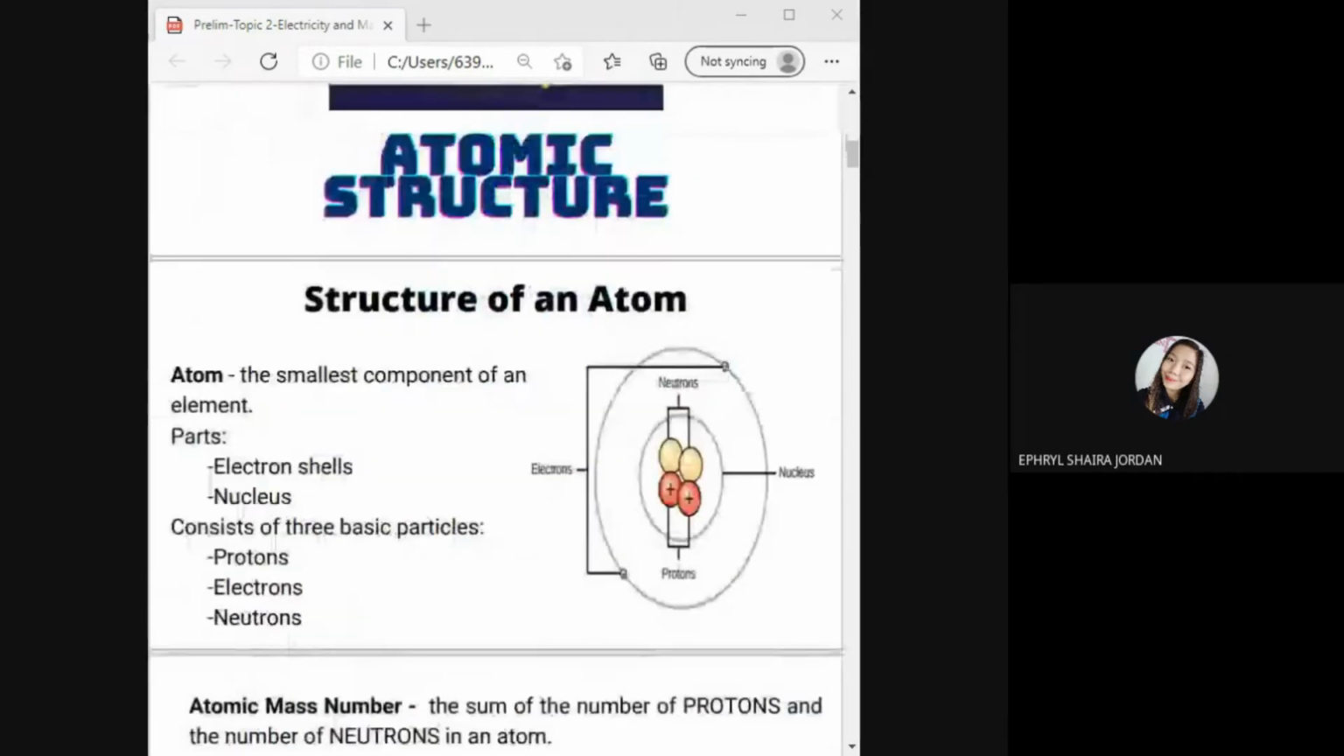So the structure of an atom: we know that an atom is the smallest component of an element. Its main parts are the electron shells and the nucleus. It consists of three basic particles, which are the protons, electrons, and neutrons. The protons are positively charged particles, the electrons are negatively charged, and neutrons are neutral, or don't have a charge.